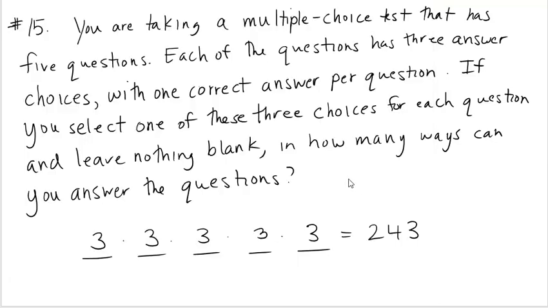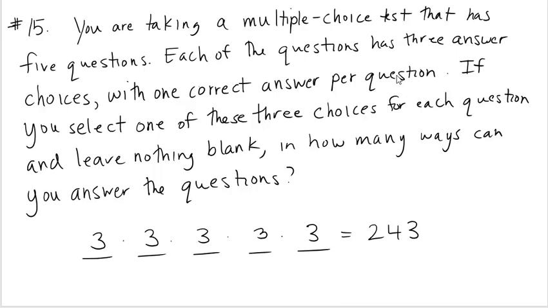So we'll talk about this more later, but one of the reasons we would want to calculate this is to find the probability that you could guess all of the right answers. So if there are 243 total ways that you could answer the questions and only 1 correct answer per question, then the probability that you guess all 5 correct answers without putting any thought into it, literally just guessing, is only 1 in 243. It's very, very rare to guess all 5 correct answers. It just wouldn't happen very often.